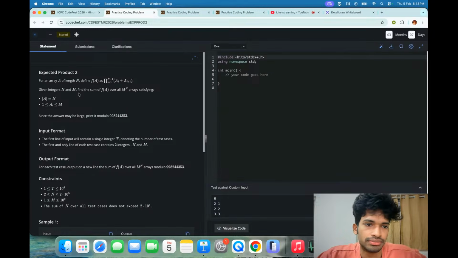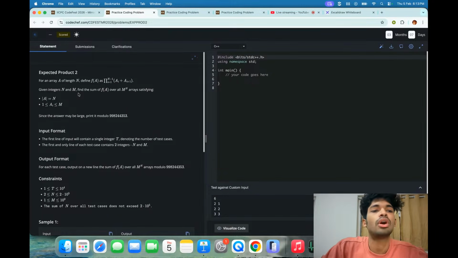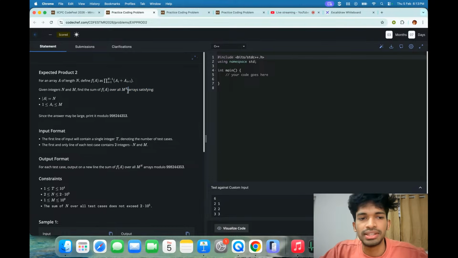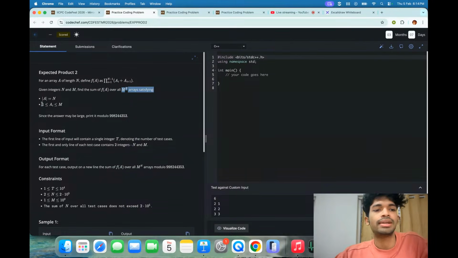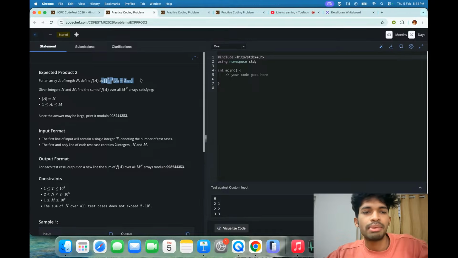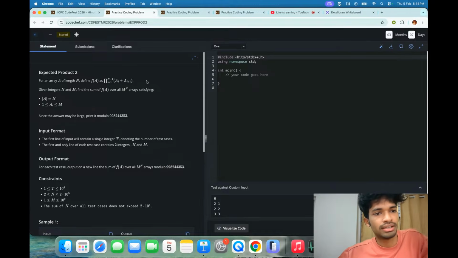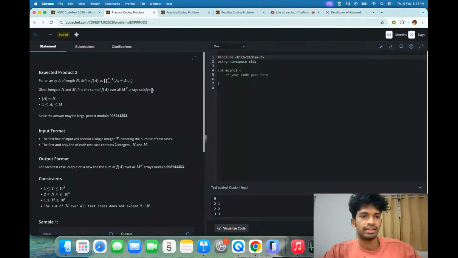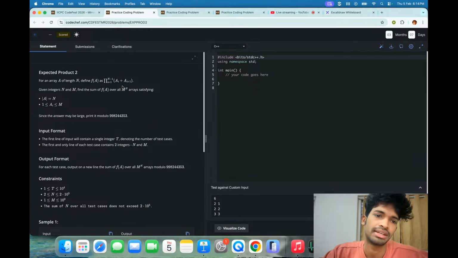Expected product. Why are they calling it expected product? Because you're summing it over all possible things. If the array is entirely random with values in between, that might be the expected product divided by m power n, of course, but they're not asking us to divide. They're asking us to sum it. So how do we sum it? Are the values small? No, values are not small. N can be big, m can be big.